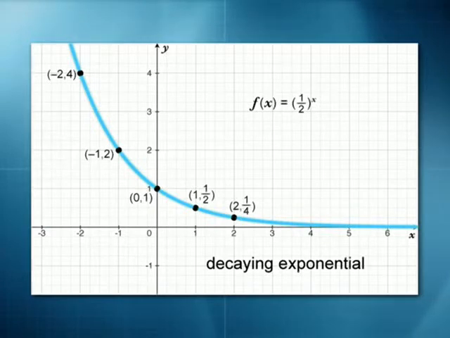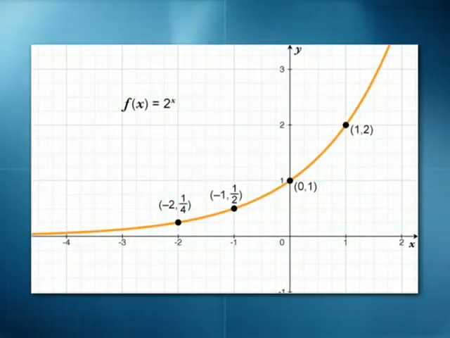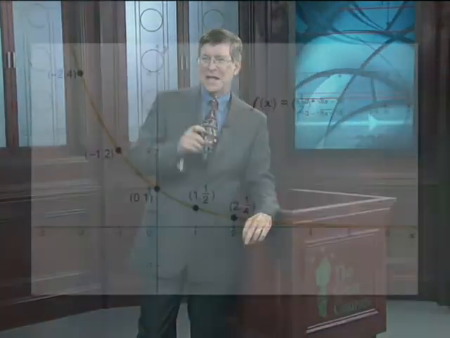Notice that it still has the same y-intercept at (0, 1), but this time it's decaying, whereas the function 2 to the x was increasing as we went off to the right. Here's something even more subtle that I'd like to point out now.